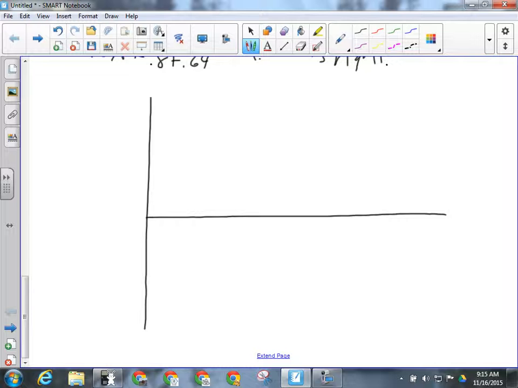Right. The horizontal one is X, and in fact this is positive X, and the vertical one is Y. This is positive Y, and down here would be negative Y. It is okay for a graph to go into the negatives. You might not have dealt with that yet, but you will here in Science 10.